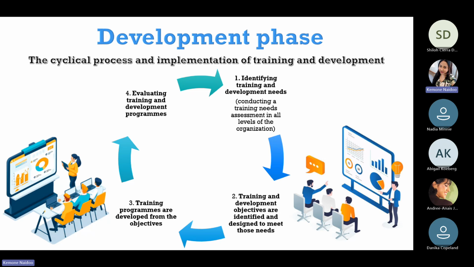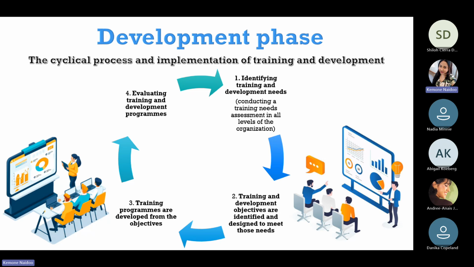Okay, so number 1, the first step in the phase is identifying training and developmental needs. So conducting a training needs assessment in all levels of the organization. This is very important. So identifying where do we need to train or to what extent and what exactly are the developmental needs. This is the same as identifying the problem or the issue or the challenge. But in this case, we are looking at the training challenges and the developmental challenges. And this is going to help guide the rest of our process.